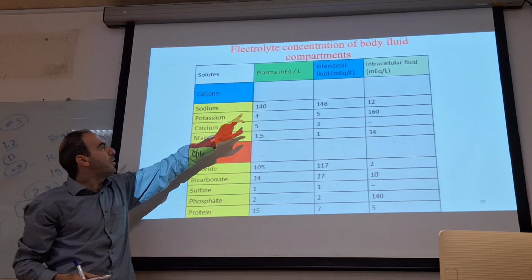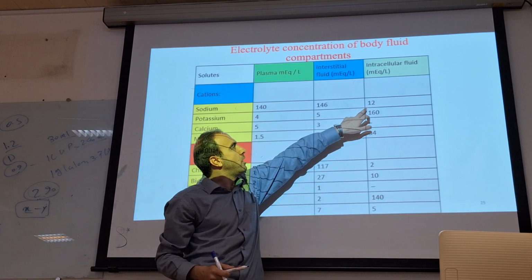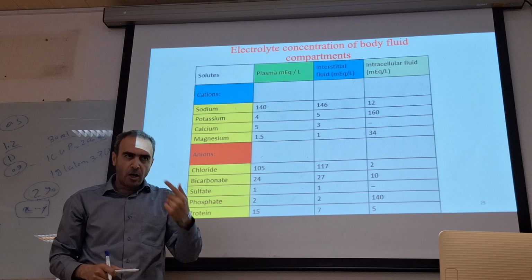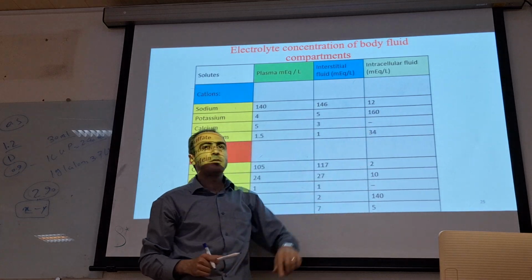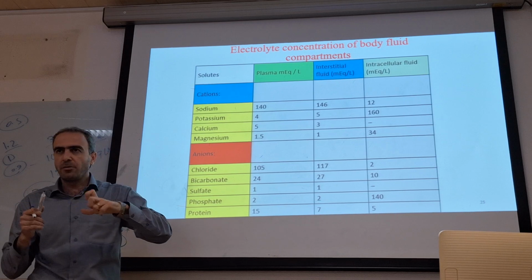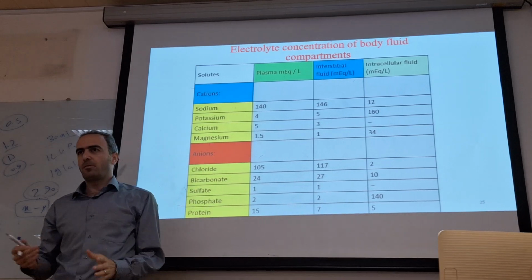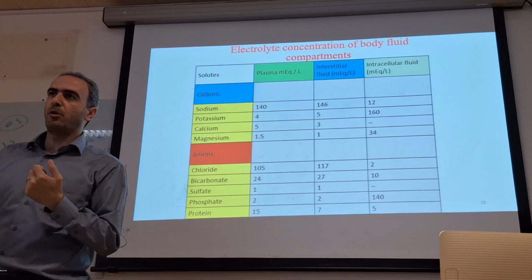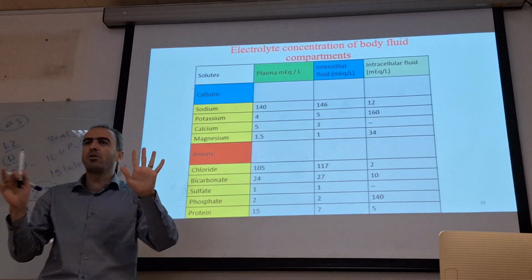Sodium in plasma, as you learned, is 140. But in intracellular it is so low, just 12. In opposite, potassium in plasma is 4, intracellular is 160. So right now you can understand. The main cation in plasma is sodium, in intracellular is potassium. So the cell divides potassium and sodium. Potassium inside the cell and sodium outside the cell. Calcium and magnesium don't matter because if you look at the numbers, they are so low in comparison to sodium and potassium.